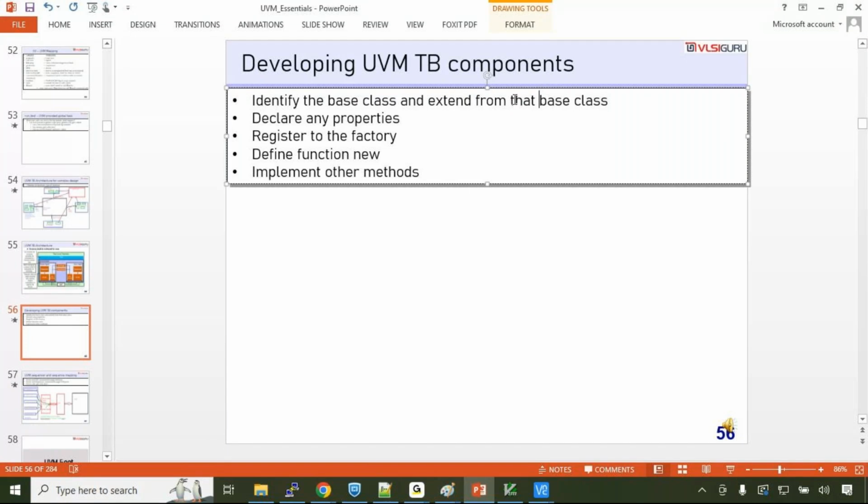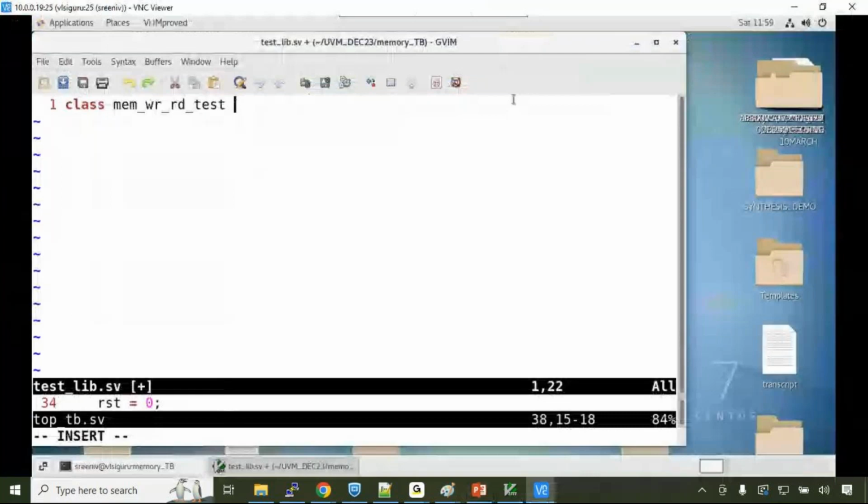What we have to do? First, identify the base class. For a mem write read test, what do you think is the base class? In UVM, do you remember that list? Which was the base class? Base class for a test is uvm_test. Base class for a driver is uvm_driver. Base class for a monitor is uvm_monitor. Right? Second thing is what?